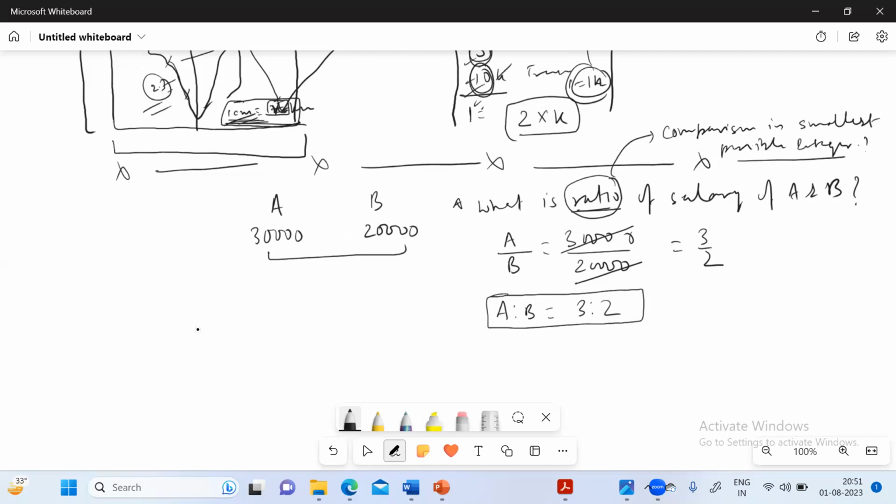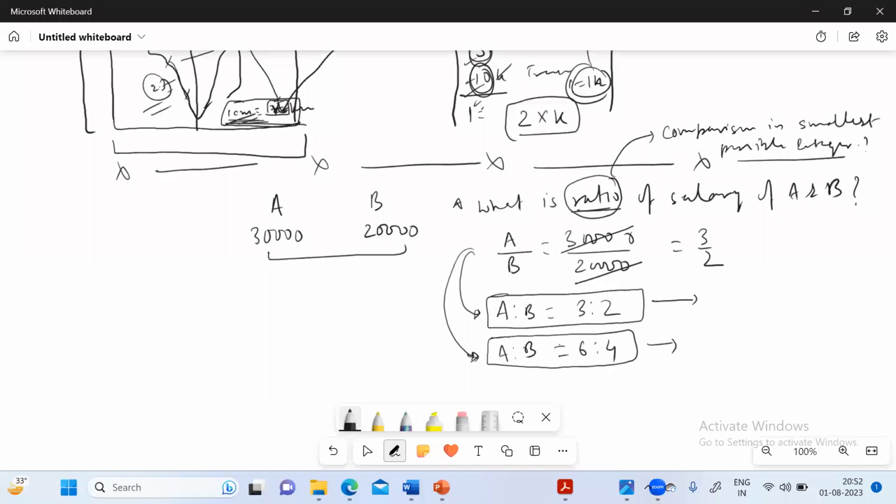But if the same ratio is represented by 6:4, it's not wrong. It is still the ratio of these two salaries, still the comparison of these two salaries. So these two ratios are almost the same. Why am I saying almost the same? Because otherwise everyone can tell that these two ratios are the same. It is the same on the basis of the comparison we are doing, but the multiplier here and here are different.